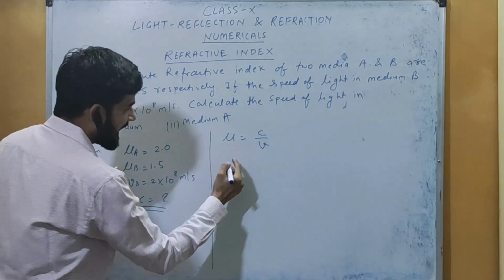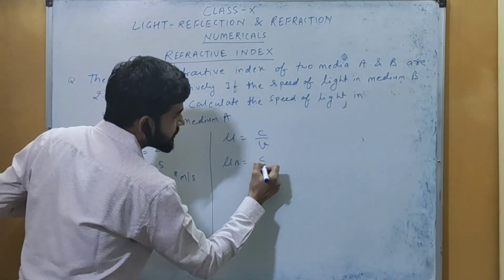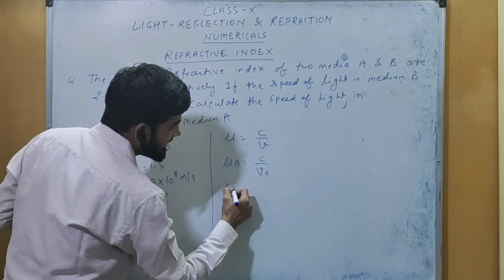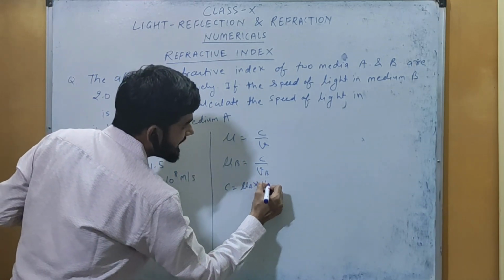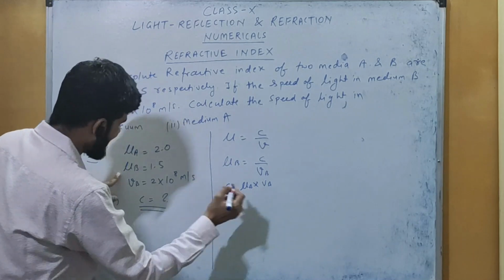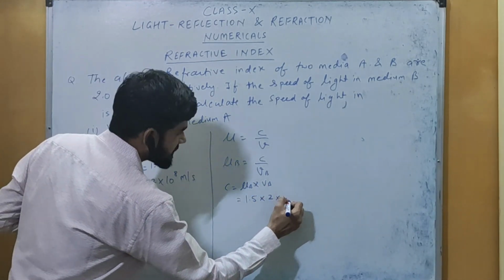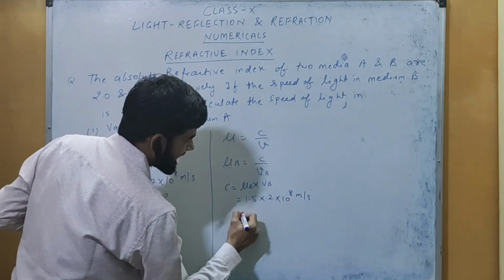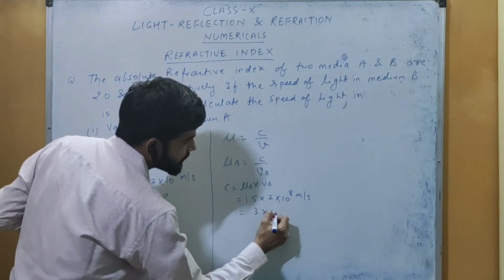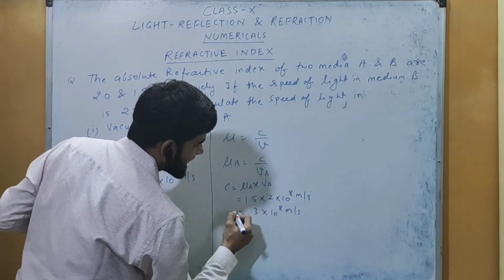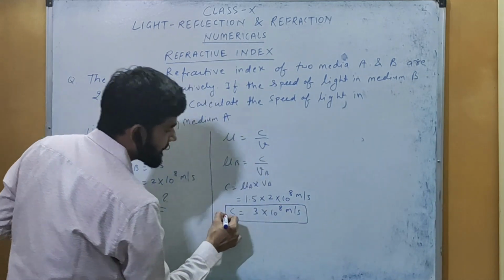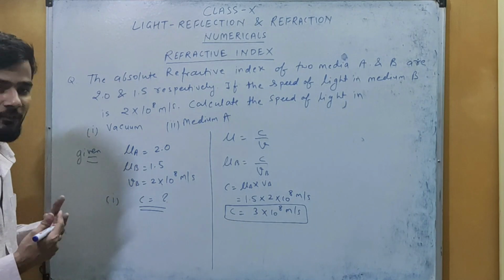Now mu B equals C by VB, so C equals mu B into VB. Now C equals mu B 1.5 into VB 2 × 10⁸ meter per second. So it is 1.5 into 2, 3 × 10⁸ meter per second. This is the speed of light in the vacuum.